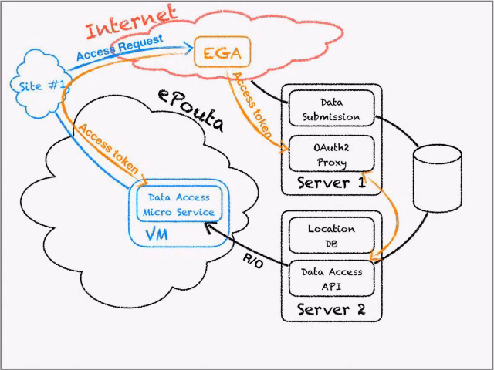And we have two different servers. One server is connected to the internet, and that handles the connection to central EGA and to ELIXIR AAI. The other server, which actually runs the API, is connected to ePortal, and both of these servers have a connection to storage.